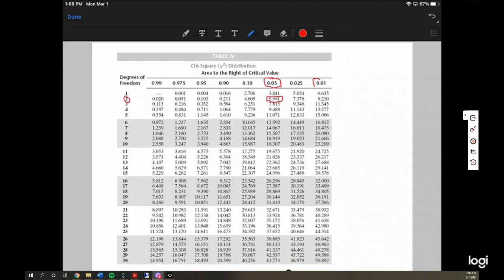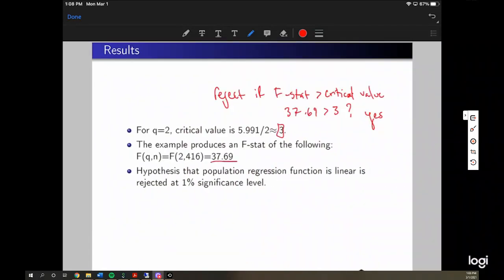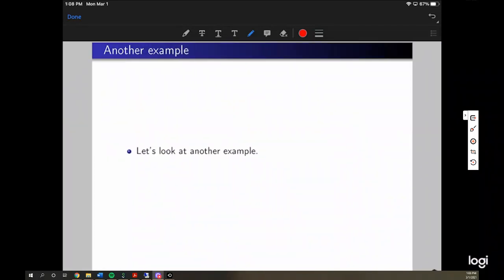We can actually go back and figure that out. We can say, oh, here's our 1% significance level. We have 2 degrees of freedom. So we're going to take 9.2 divided by 2. What does that get you? 4.6. Okay, so that's just an introduction to the F-stat for selecting between models.